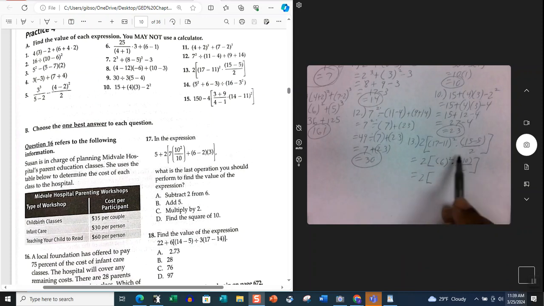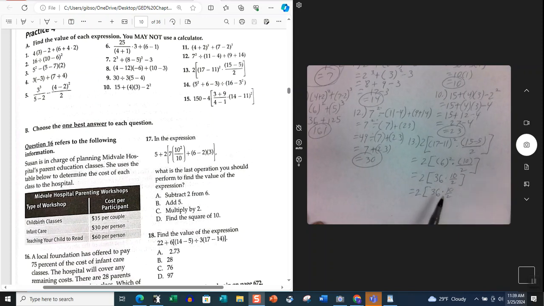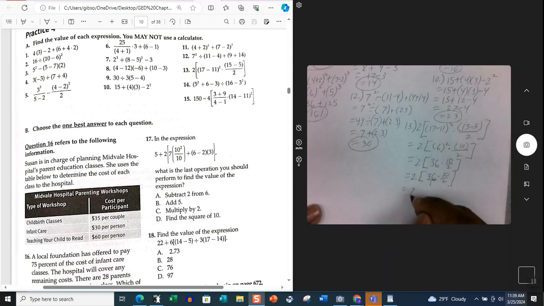Now, if you notice here, we still have to work inside this bracket, but we don't have any more parentheses inside the bracket to work with. We do have an exponent. 6 squared is 36 times 10 over 2. Now, we still go inside this bracket. We got 36 times, we got division. We got multiplication and division. So we know we do the multiplication first because it came first from left to right. But we would have to put the 1 under the 36 to multiply this out. So we have 2 bracket, 36 times 10 is 360, and 1 times 2 is 2.